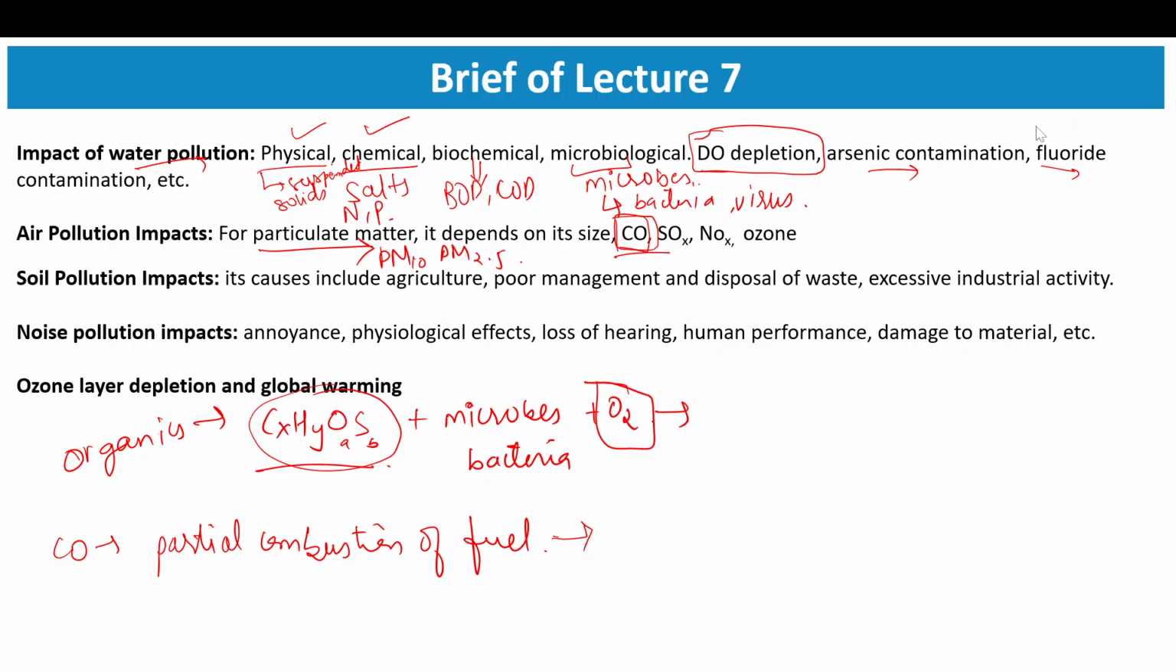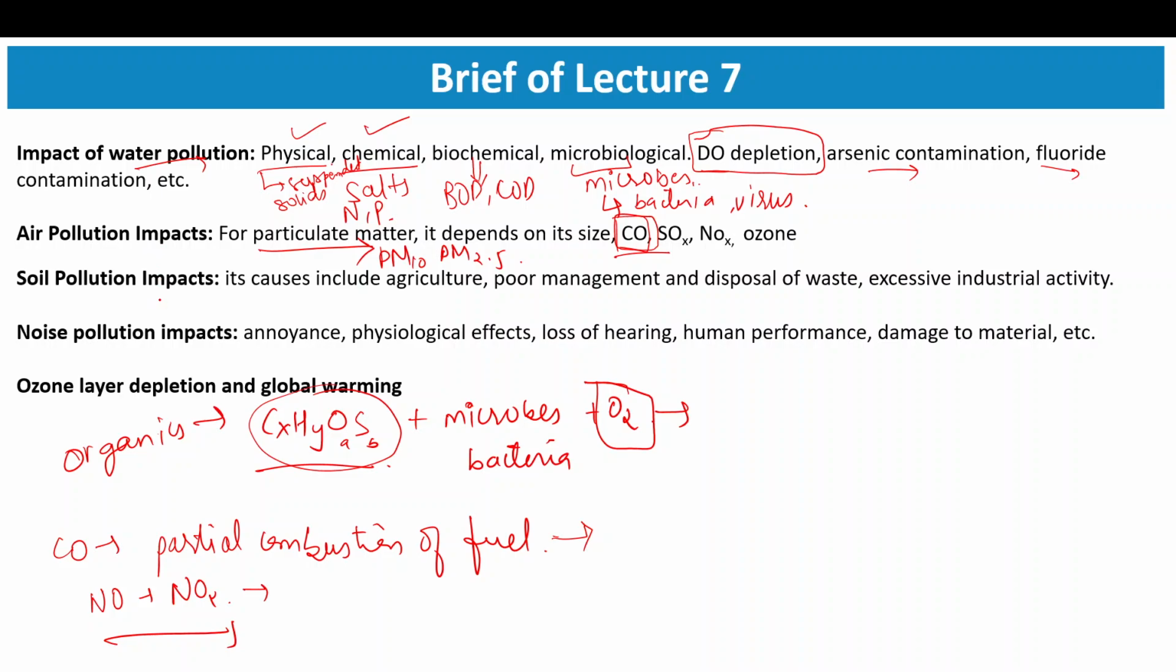Then there can be SOx and NOx. For example, NOx will use up oxygen to further oxidize. If it is NO, then it will get converted back to NO2, and it has a further tendency to react with, for example, ozone in the atmosphere. So the chain goes on. These are a few examples of impacts due to air pollution.